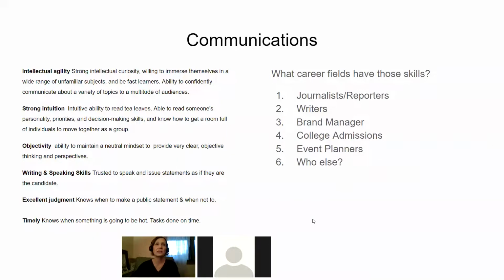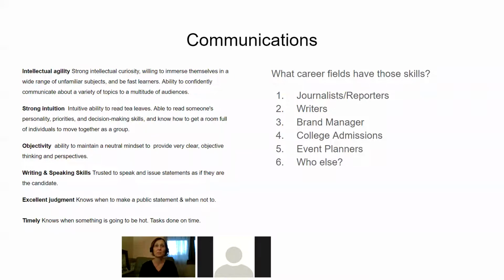So if we look at a different area, remember we had campaign manager and then those sub areas. So now we're looking at communications. And we look again, what makes a really good communications director? They have to have intellectual agility. They have to be really curious. They want to look in a wide range of subjects. They have to be extremely fast learners. They have to confidently communicate about a wide range of things, and they have to be able to do it to a wide range of audiences.